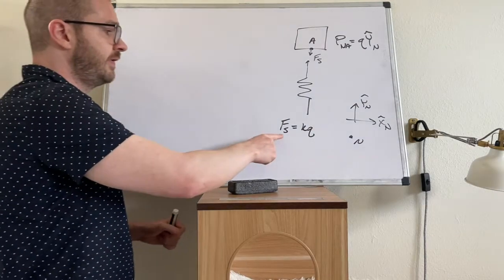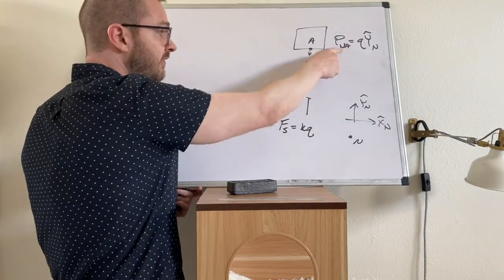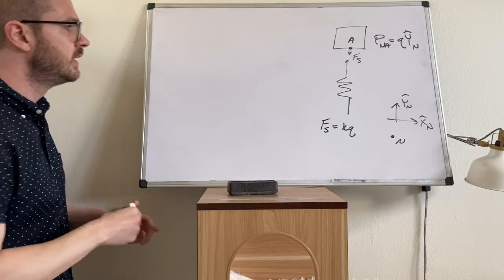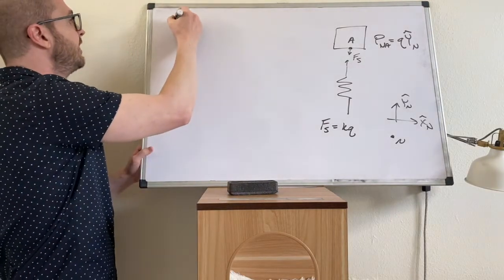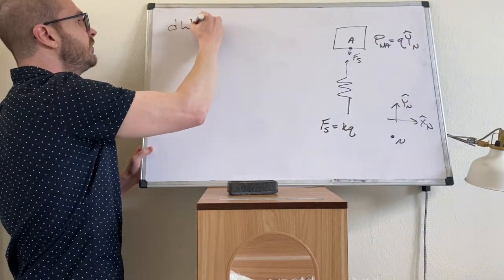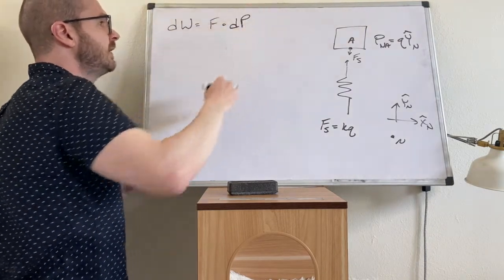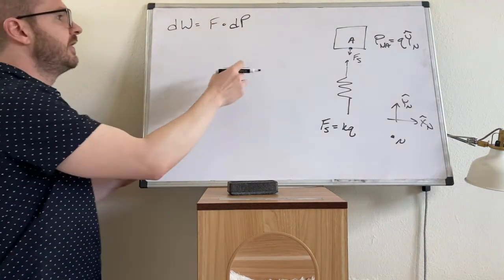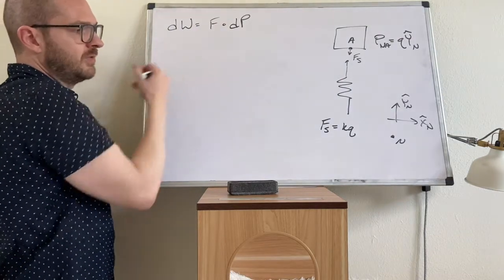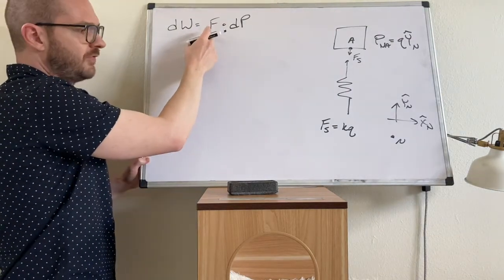So we have a force and we have a position. That means we can come at this from the definition of work. So dW is going to equal the force dotted with dP. So let's take these two and let's write them in the form we need for here. So first of all, the force.